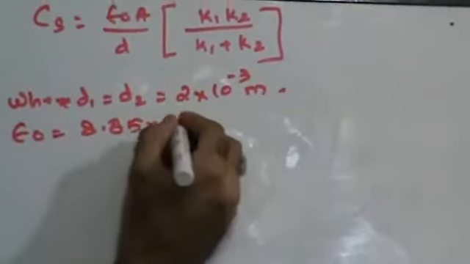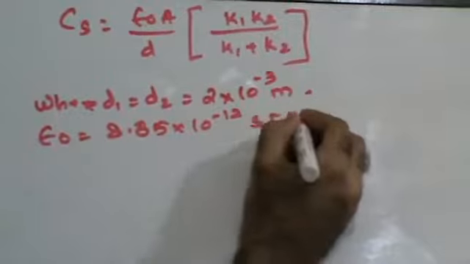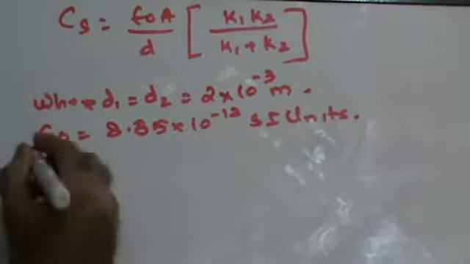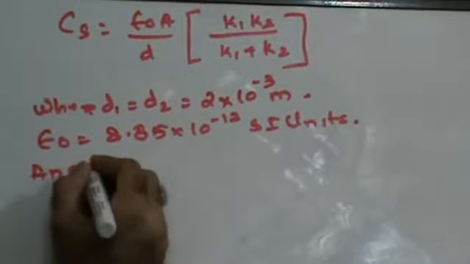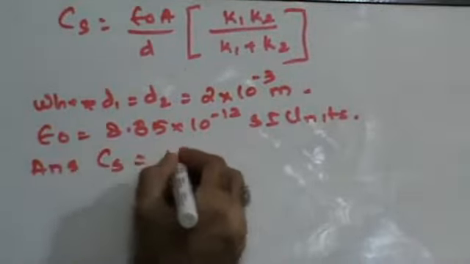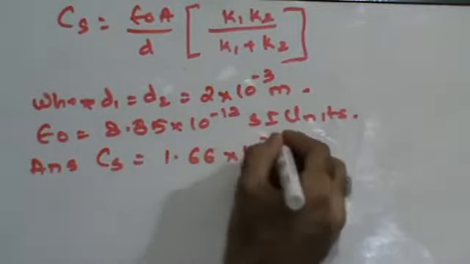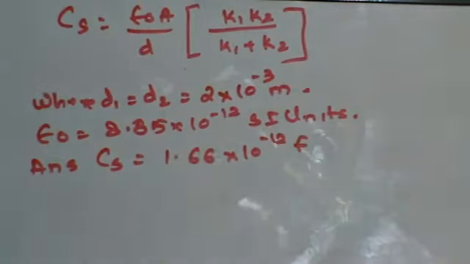Epsilon 0 we know is 8.85 into 10 raised to minus 12 SI units. K1, K2, we know the values. Yes, I should be able to get the value of capacitance in series. Answer for this should be 1.66 into 10 raised to minus 12 farad. This is assuming that the capacitors are connected in series.